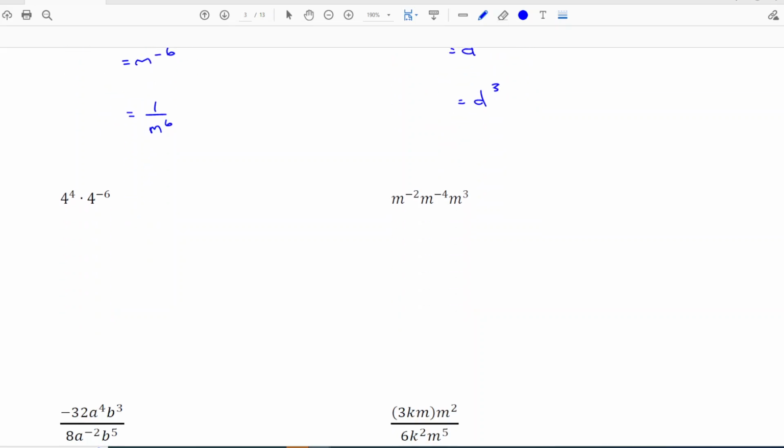The next two are dealing with the quotient rule. Sorry, not the quotient, the product rule. So when multiplying powers of the same base, you add the exponents. So this would be 4 to the 4 plus negative 6, which would give me 4 to the negative 2, which would give me 1 over 4 squared, or 1 over 16.